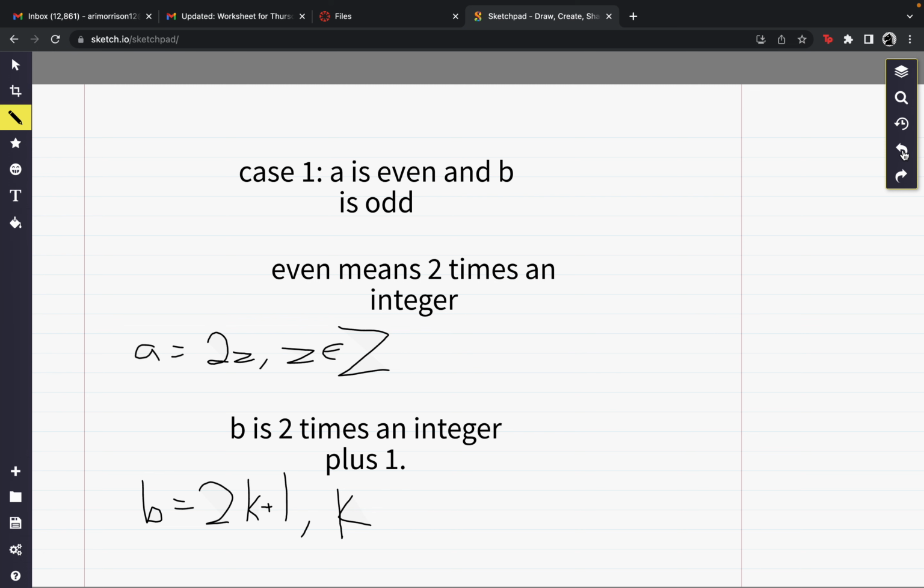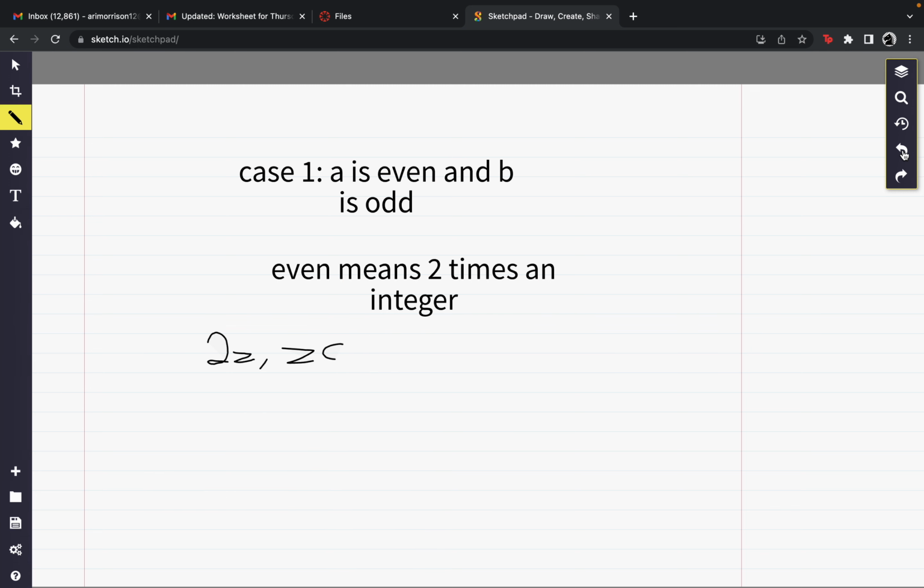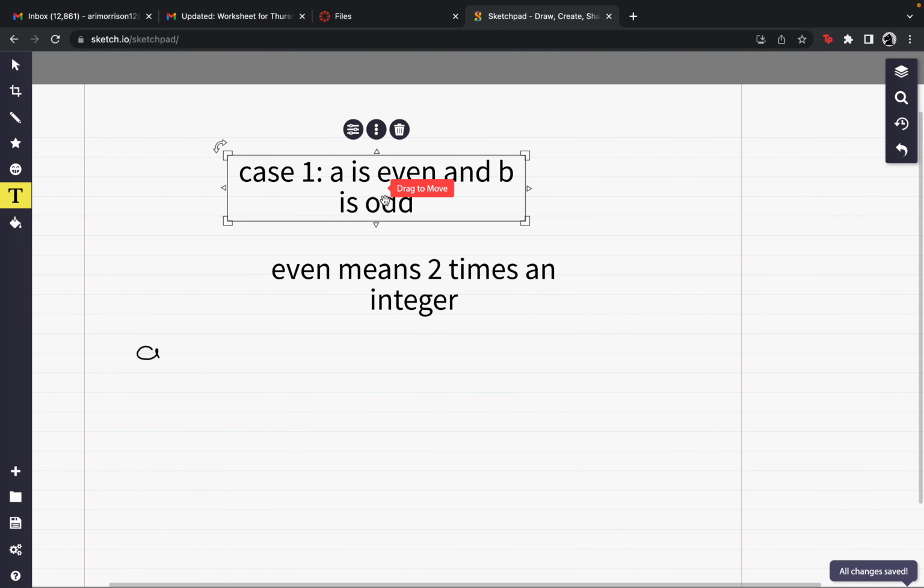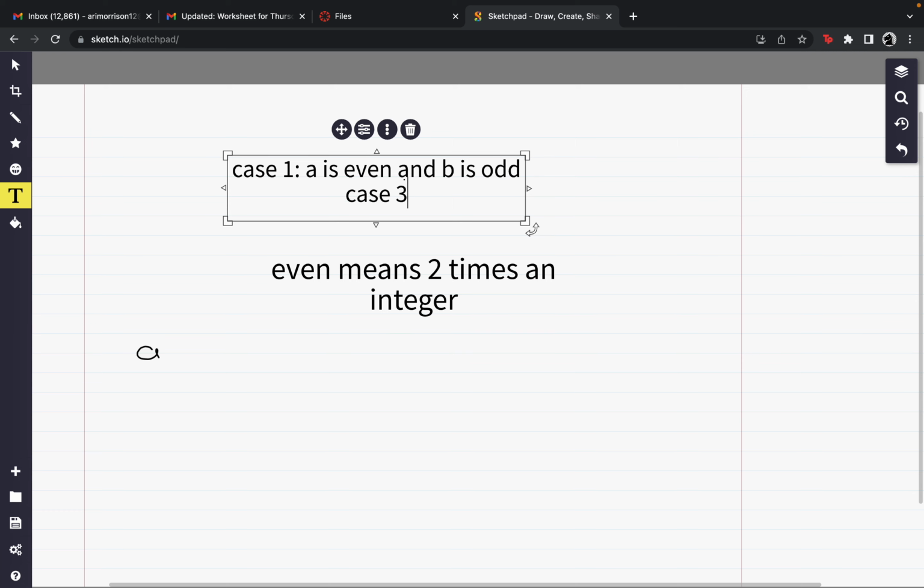And now we're just going to look through the case where both of them are odd, because at this point, I think I've set it up enough that you guys should know how to do it, but I think it's good to see. So A and B are both odd. We'll call it case 3 because that's really what it is. A and B are odd.